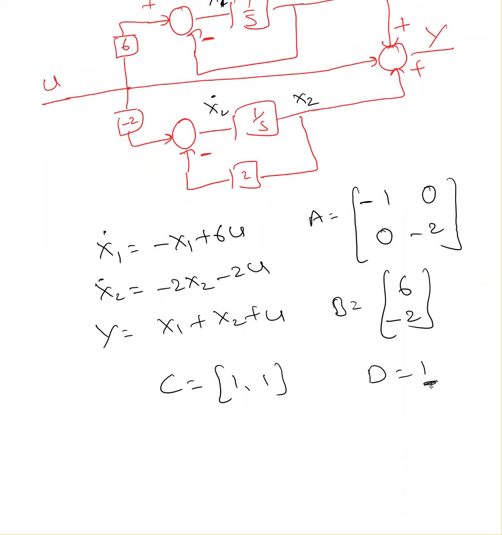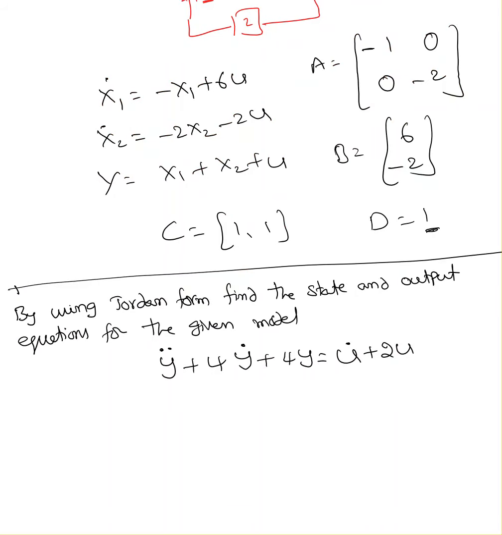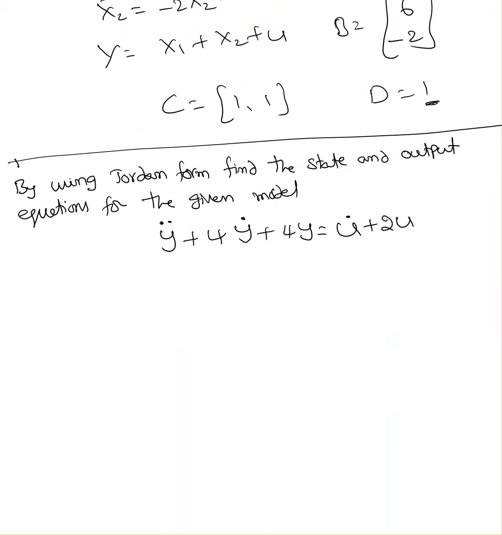So if you have a D matrix, you can clearly tell the number of poles are equal to the number of zeros, and there's a direct relation between the input and output. I will solve one more example in this video. So here is the next example: y double dot plus 4y dot plus 4y equal to u dot plus 2u.